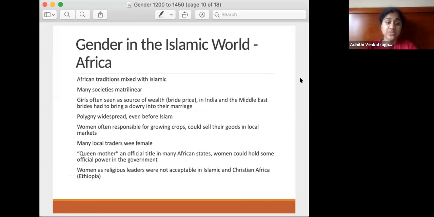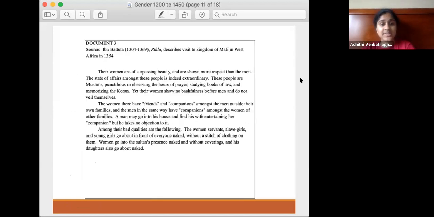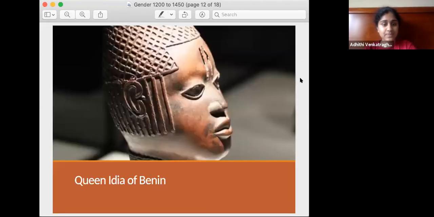Polygamy was widespread even before Islam, and women were often responsible for growing crops and could sell their goods in local markets. Many local traders were female, and the queen mother was an official title in many African states, as women could hold some official power in the government. Women as religious leaders, however, were still not acceptable. This is another source by Ibn Battuta about Africa. This is of Queen Idia of Benin, showing some of the power that women had in Africa.